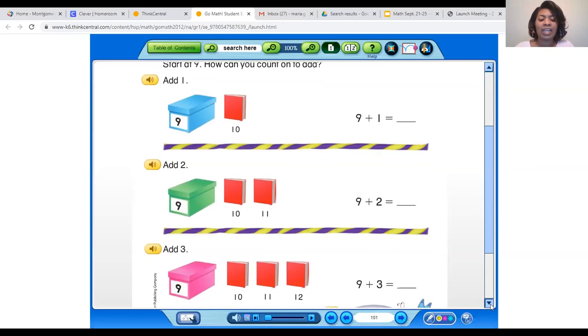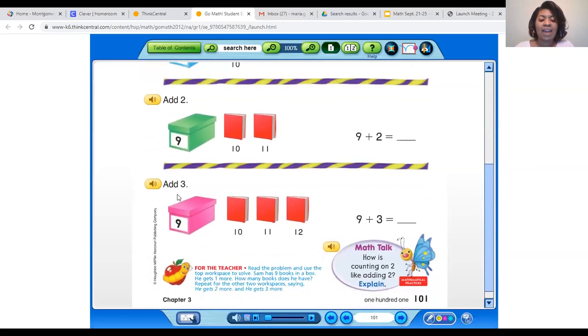All right, let's look at number 3. I have 9, and I'm going to add 3. I have 9, 10, 11, 12. So 9 plus 3, just like it's shown here, is equal to 12.